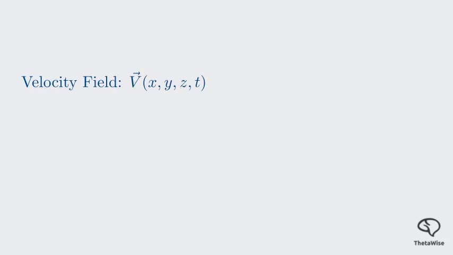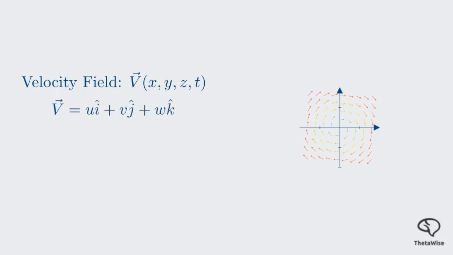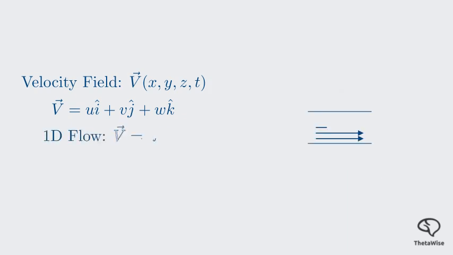To understand how a fluid moves, we define the velocity field. This field describes the velocity of a fluid particle at any specific point in space and at any given time. Mathematically, the velocity vector v is composed of three components, u, v, and w, which correspond to the x, y, and z directions respectively.